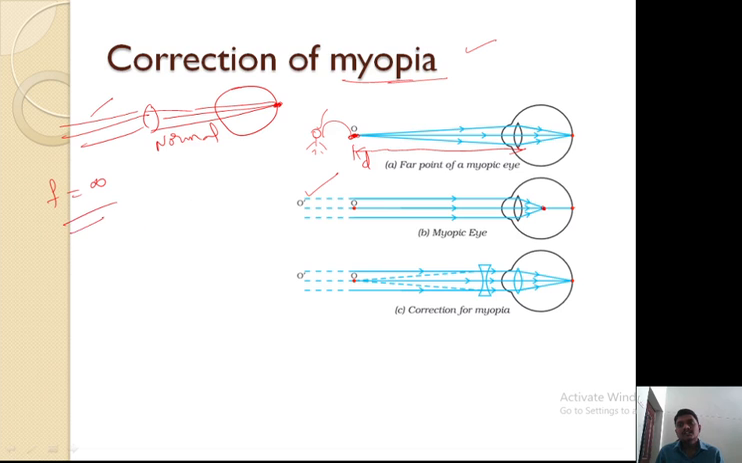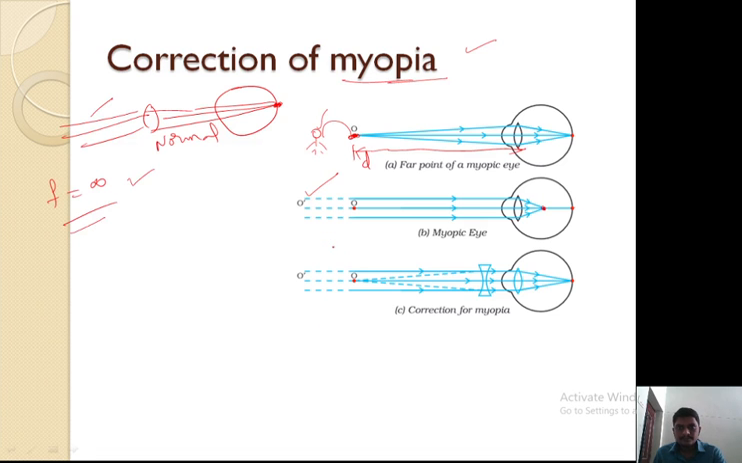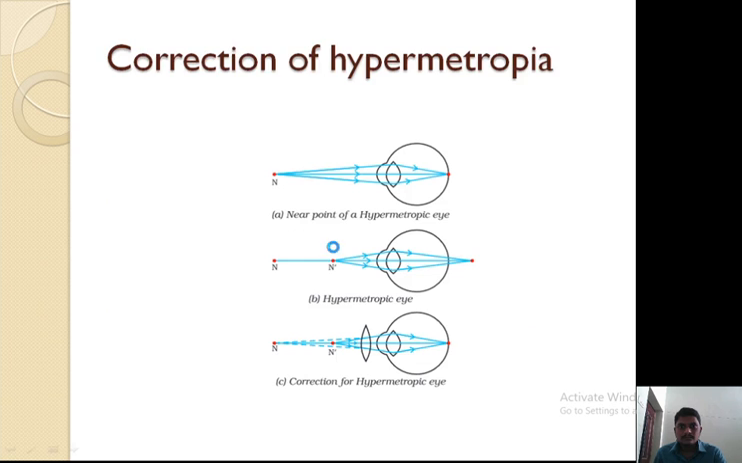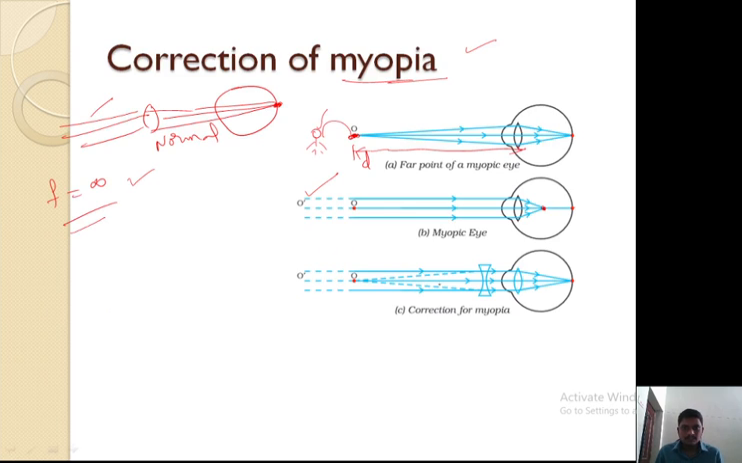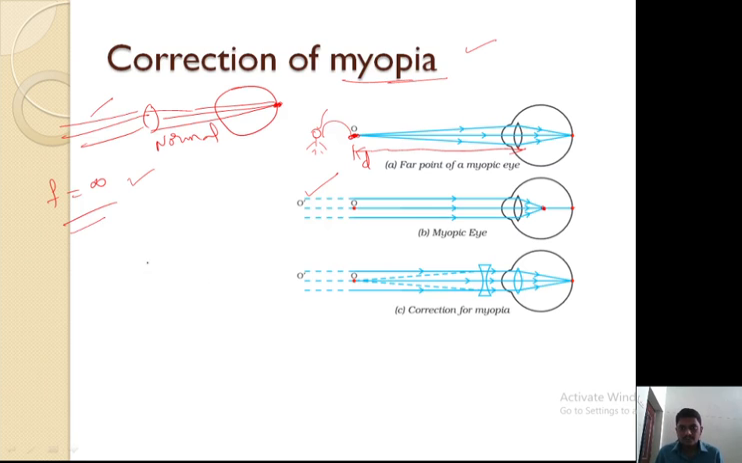For a normal eye the far point is at infinity. For a myopic eye it is smaller than infinity. That is the meaning of this point. The far point is closer than infinity. This is the far point. Sometimes it is also represented with M, the far point, and the distance is d.